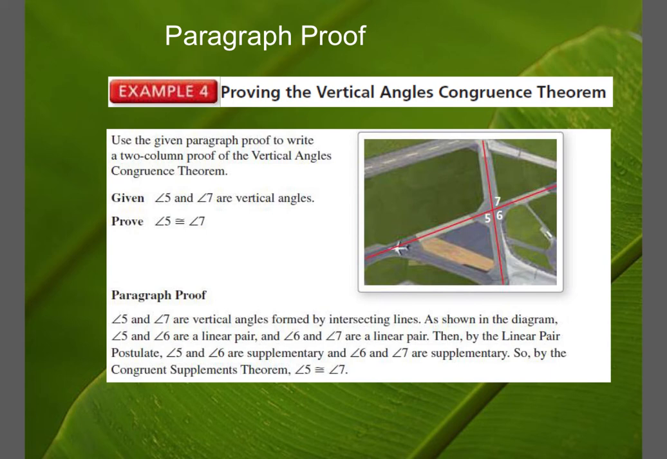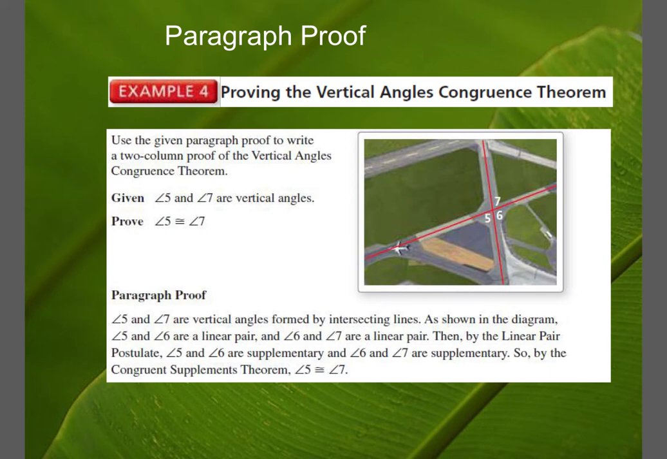Yes. It says angle 5 and angle 7 are vertical angles formed by intersecting lines. And 5 and 6 are a linear pair, and 6 and 7 are a linear pair. So then by the linear pair postulate, 5 and 6 are supplementary and 6 and 7 are supplementary. So by the congruent supplements theorem, 5 is congruent to angle 7. That is just one way to prove it, okay? You could literally prove this by having nothing other than the picture and the labeled angles.